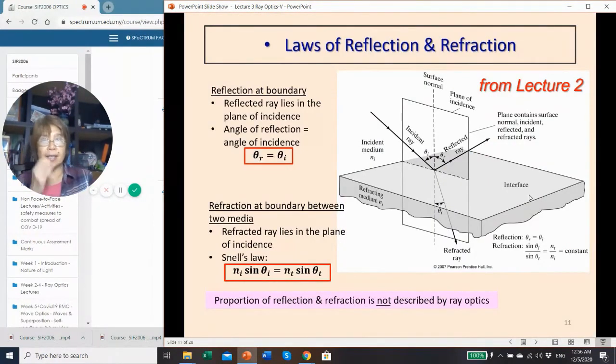Now let's look at what we did in lecture 2. We had the law of reflection, and we also looked at the law of refraction, that's Snell's law. But we have to take note here that the proportion, how much is reflected light and how much is transmitted through, we cannot use ray optics to describe that. It's not possible. But we can find the location of the ray and the direction that the ray is traveling.